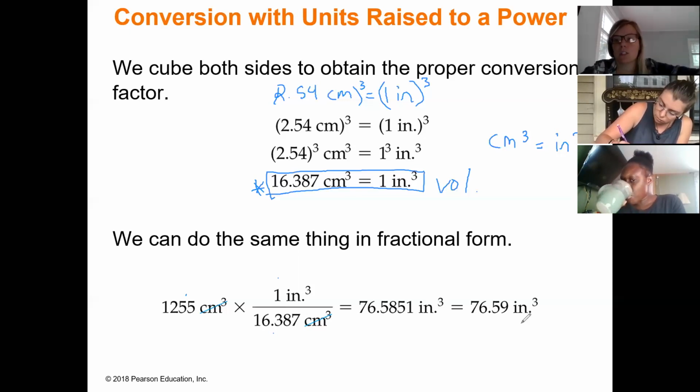So that's just a quick trick if you are ever trying to use a cubed value and you don't know the conversion factor off the top of your head.